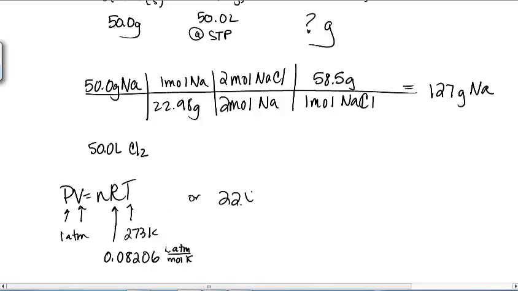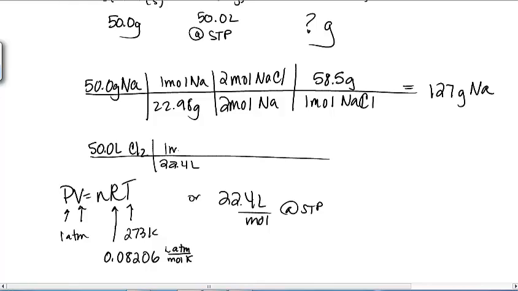Or if you happen to remember that there's 22.4 liters per mole of gas at STP, which we are. If you're not at STP, this number doesn't work. But if you remember that number, you can also use that. You will get the same answer. I'm lazy. I'm going to use the 22.4. So I know there's 22.4 liters of gas in 1 mole of chlorine because we are at STP.